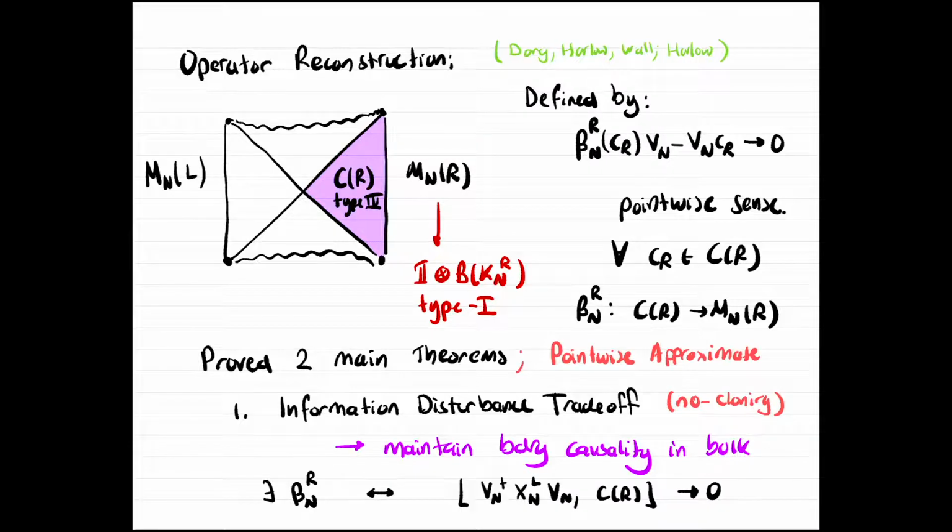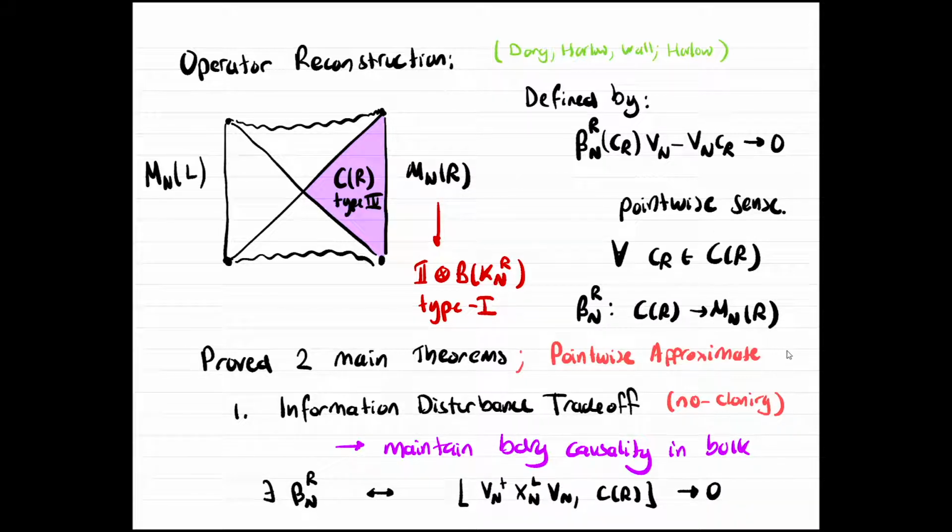So the first thing you might want to do is operator reconstruction. How does operator reconstruction work? Well, in this example of the thermofield double, we want to have some operator that we reconstruct outside the black hole as an operator in the microscopic theory. So we actually need a sequence of reconstruction maps. That's this beta n. It maps from the outside of the black hole to the boundary microscopic theory on the right.